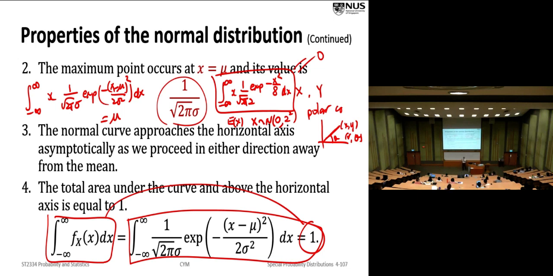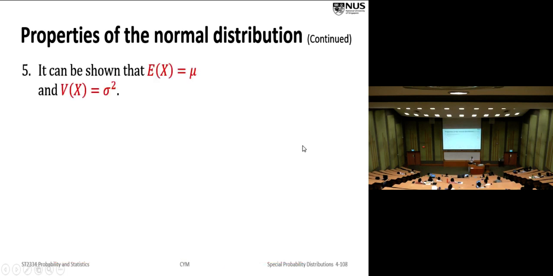I can just make use of the properties of expectation of x, so long as you can identify it is x times the PDF of a normal distribution. All right? Okay. So it can be shown that expectation of x equals mu and variance of x equals sigma squared. A bit of work. All right.